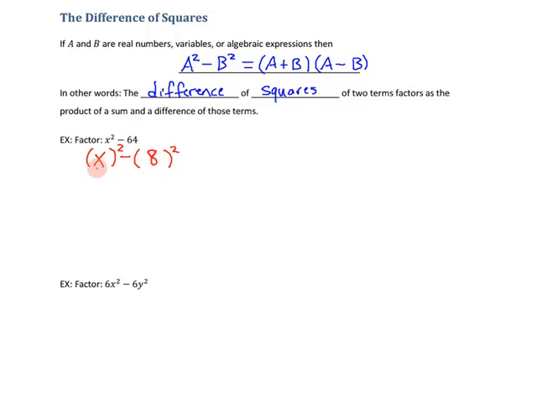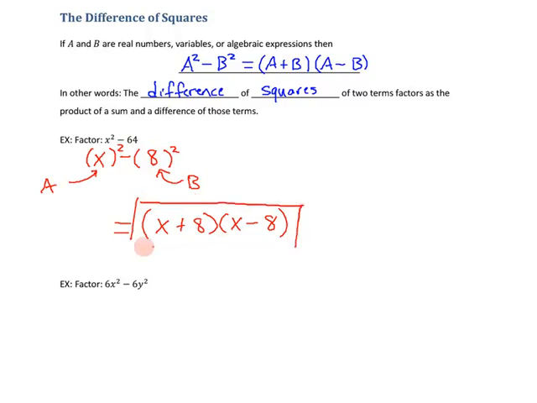Now I recognize that I have this formula which matches this form here, if this were my A and this were my B. Now because of the formula, I can immediately factor and say this is A plus B times A minus B. Or in our case, x plus 8 times x minus 8. And that's it. That's all you have to do to factor when you see two perfect squares subtracted. Now please take note, it is difference of squares. There is no sum of squares formula.